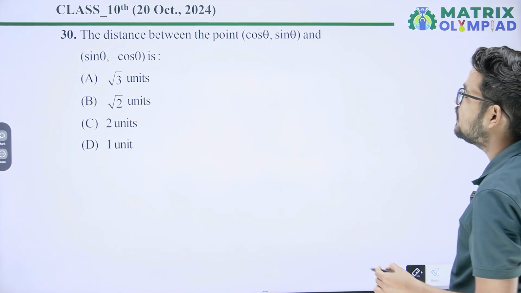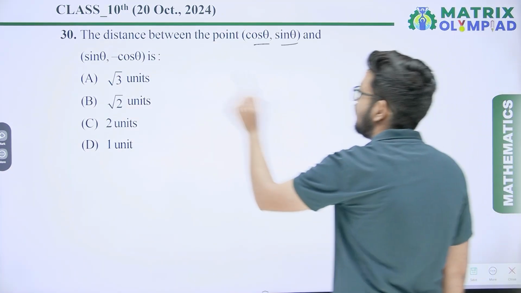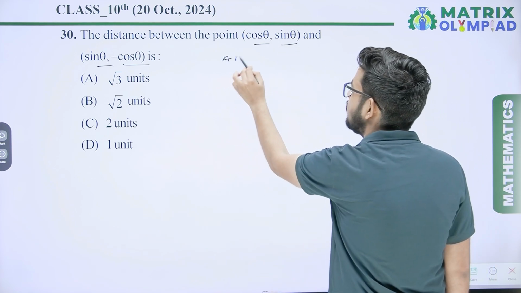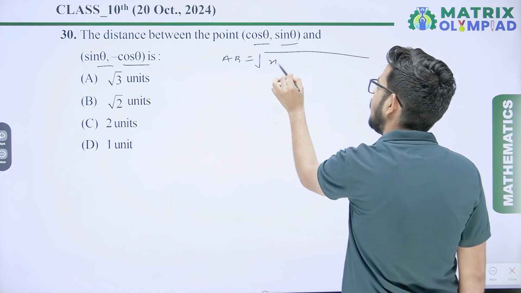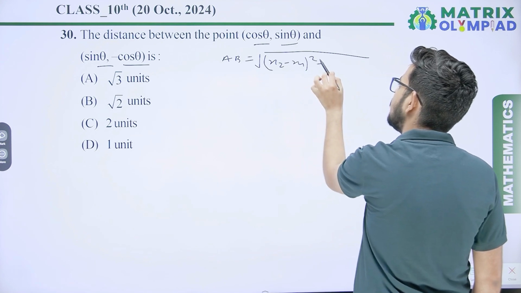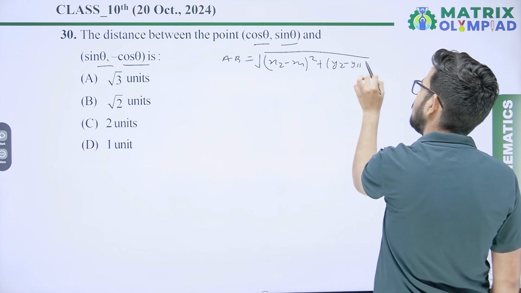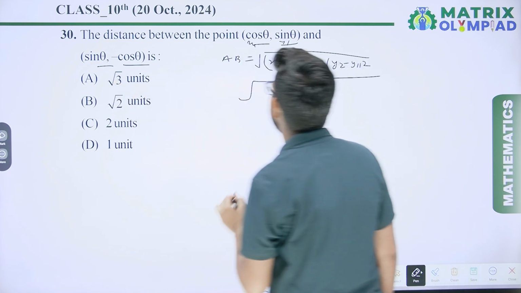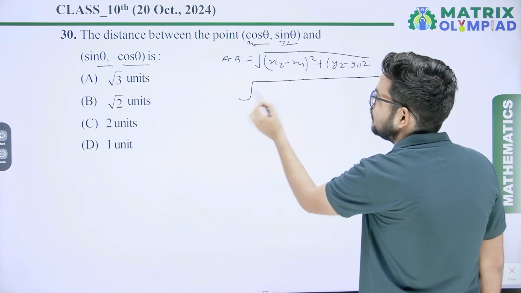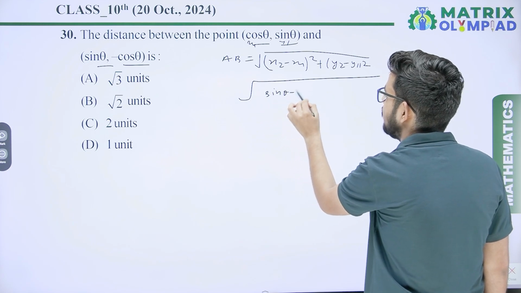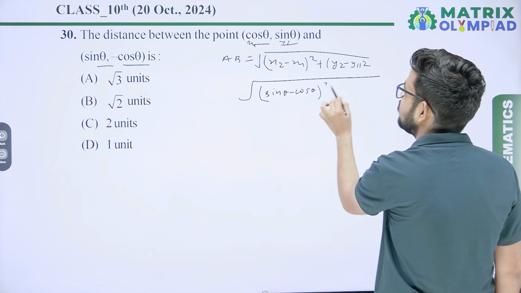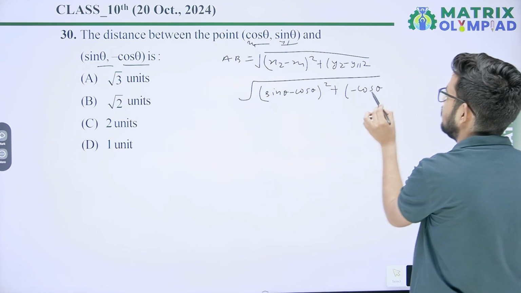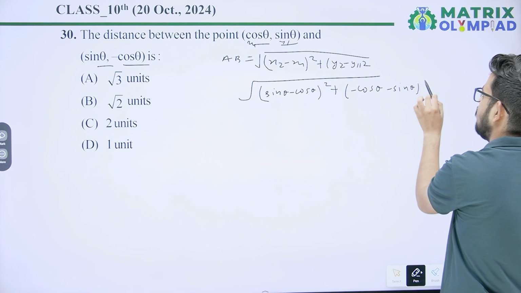Question number 30, the distance between the points (cos theta, sin theta) and (sin theta, minus cos theta). We can use the distance formula AB equals root of (x2 minus x1) whole square plus (y2 minus y1) whole square. So this is x1, this is y1, this is x2, this is y2. So we will get (sin theta minus cos theta) whole square plus (minus cos theta minus sin theta) whole square.